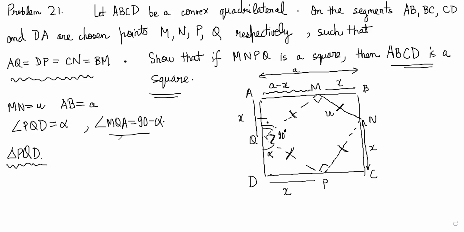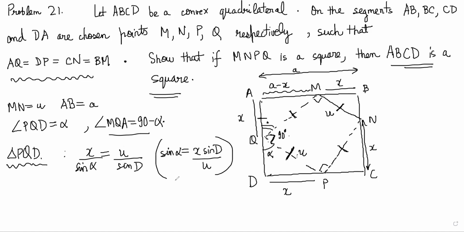In triangle PQD, if you do sine rule, we get x by sine alpha is equal to u by sine angle D. Why is this side u? Because we have assumed MNPQ is a square and MN was u. So x by sine alpha is u by sine D from sine rule, and therefore we can write sine alpha as x sine D by u. This is our sine alpha.